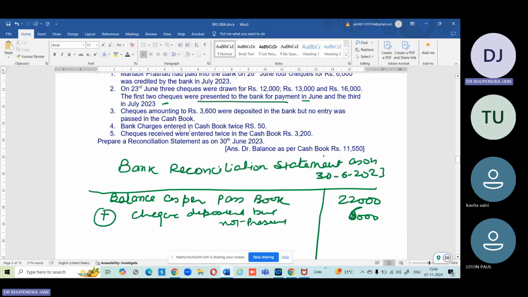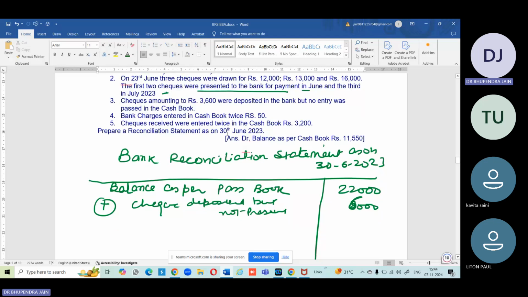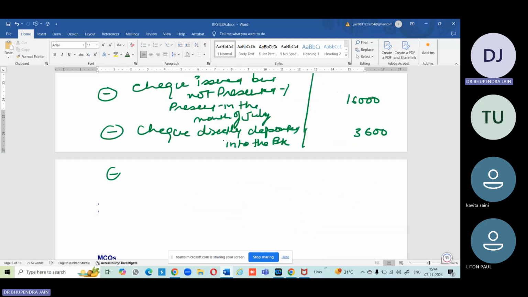Next, bank charges entered in the cash book. Bank charges. Bank have reduced the balance, but the cash book has not. So bank charges entered in the cash book twice. So we have to subtract only one time. Bank charges 50.